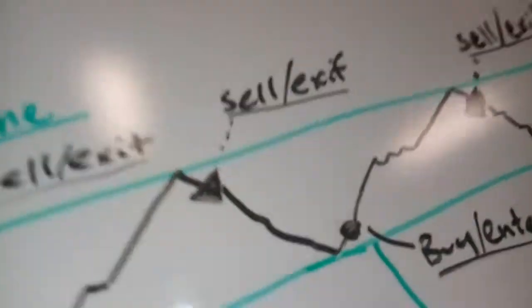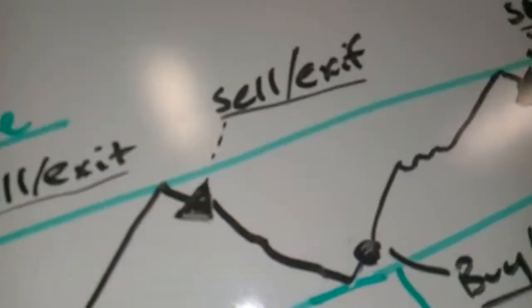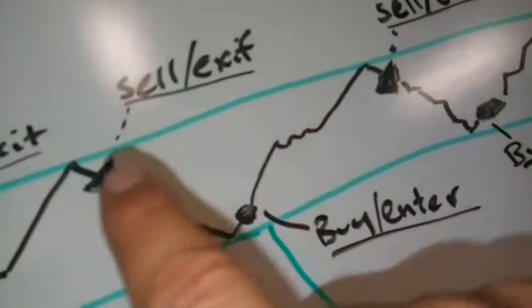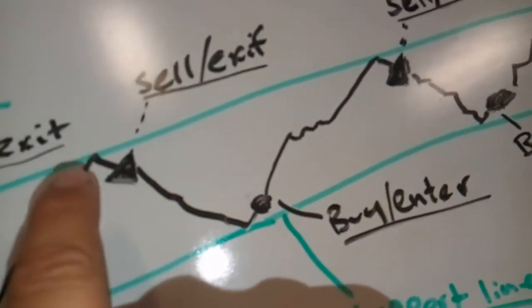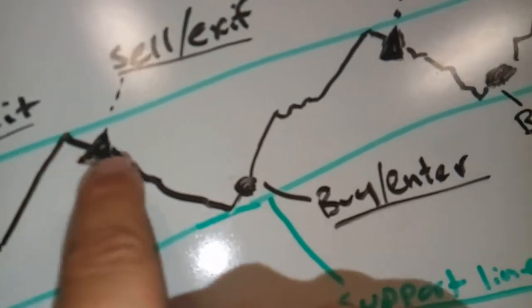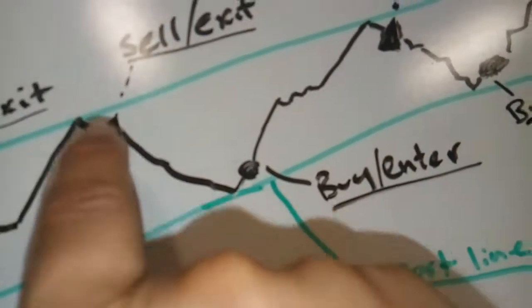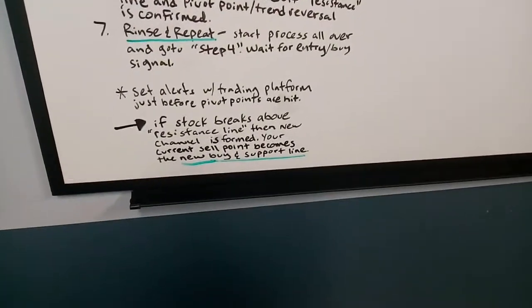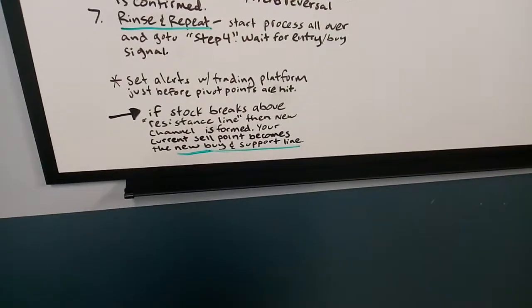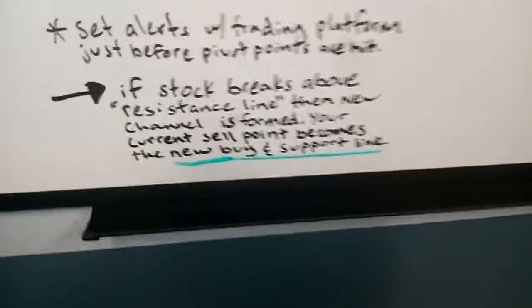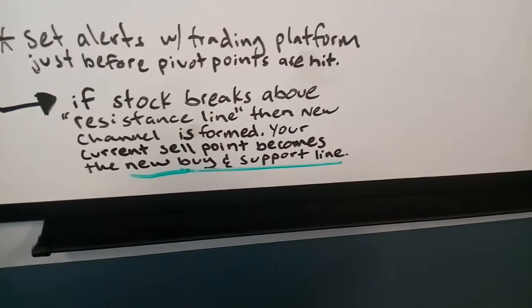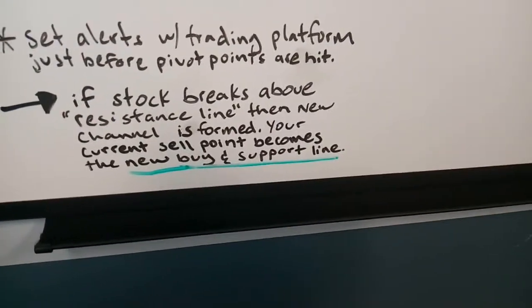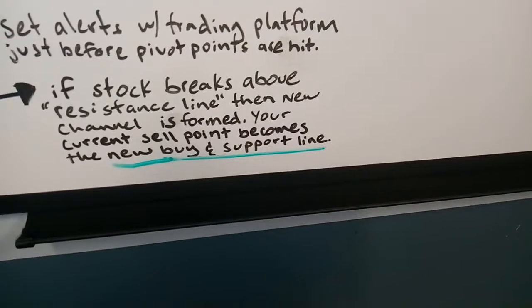You can set another sell alert, maybe right as it hits the resistance line, and then you can monitor and confirm that it's going back down, and then you can boom, sell. So you can set alerts depending on what trading platform you have. And then another point to make is, if the stock breaks above resistance line, then the new channel is formed. Your current sell points become the new buy and support line.